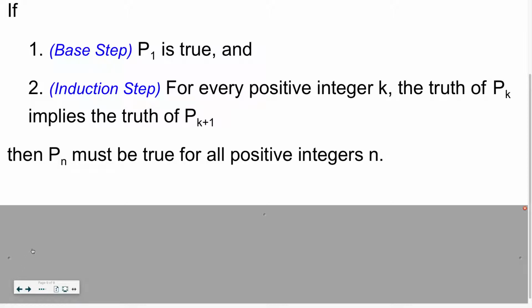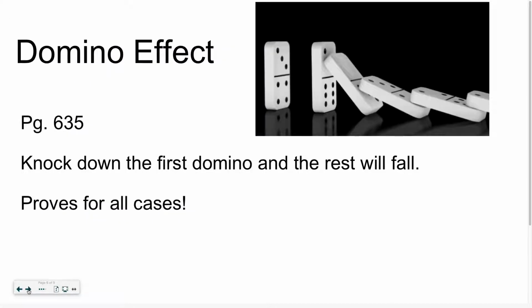Okay, so remember that there's two parts to mathematical induction. Prove the first thing is true, and then prove that P sub K implies the truth of P sub K plus 1. Basically, what's happening here is what we're going to call the domino effect. Have you ever set up dominoes in just the right spot so that when you hit the first domino, all the dominoes go?